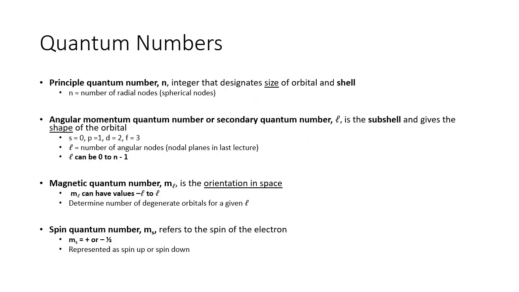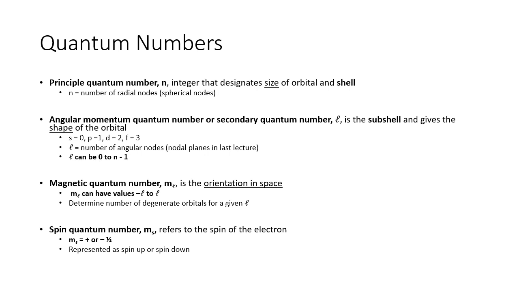So let's review our quantum numbers. We have the principal quantum number, or n, which is an integer, meaning counting number 1, 2, 3, 4, etc., that designates the size of the orbital and the shell. n is equal to the number of radial nodes, which in the last presentation I called spherical nodes, but Active calls them radial nodes, so I'm trying to clear up confusion that is definitely going to happen as a result of that.